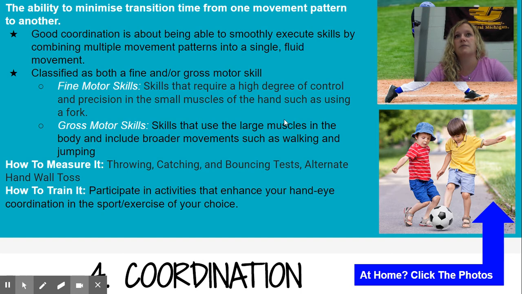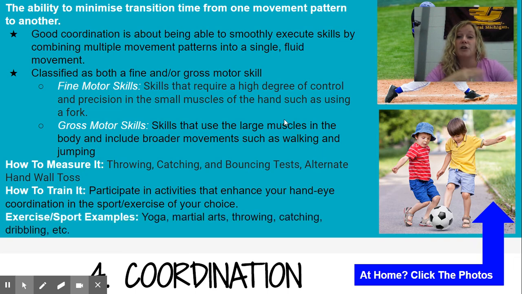Most of the time, these are sport or exercise specific. If you are wanting to train for tennis, then you would train for tennis specifically and work on coordination in that sport. Or if it's ping pong and you want to get better at ping pong or soccer, or maybe you want to get better at catching the ball in football, you would actually train specifically for the sport that you want to improve. And then some exercises for examples of coordination are yoga, martial arts, throwing, catching, and dribbling.